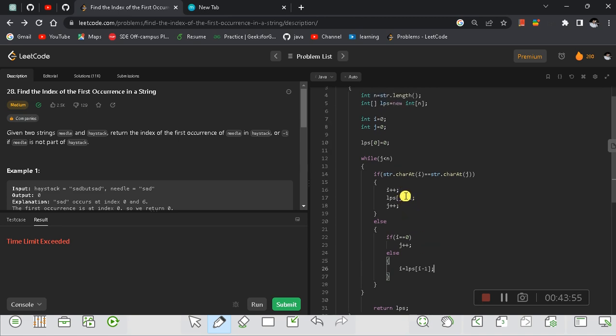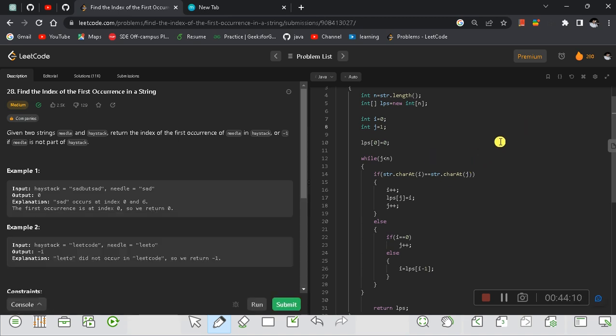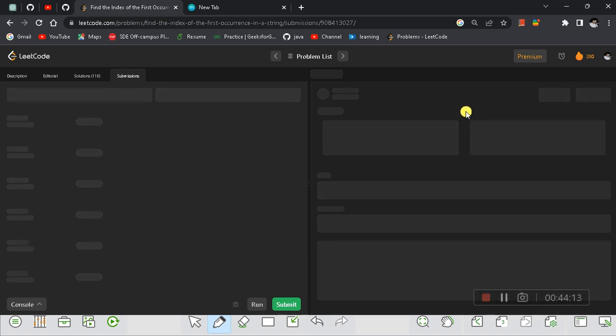I'm starting my j equal to 0. I should start from j equal to 1. Very important. Now let's see whether it works or not. It's working for the example test case, so let me submit it. Okay, you can see that it's working.